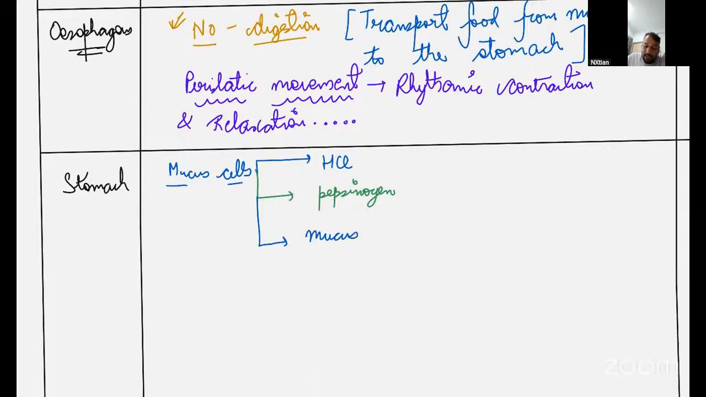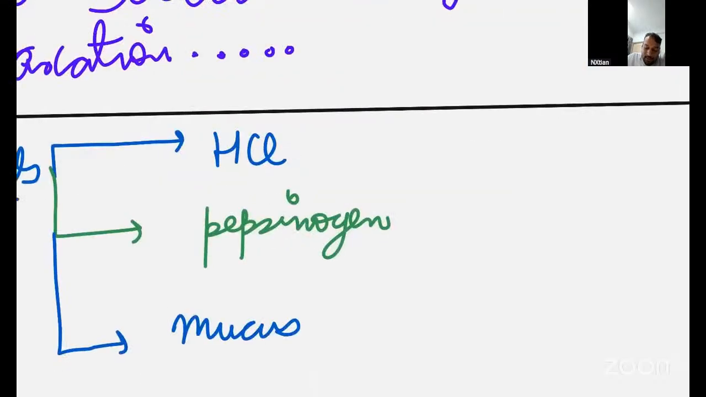Now, what is the role of HCl? HCl has two things. First is to kill germs, to kill the germs which are on the food. Are you getting this? Say yes or no. Yes.